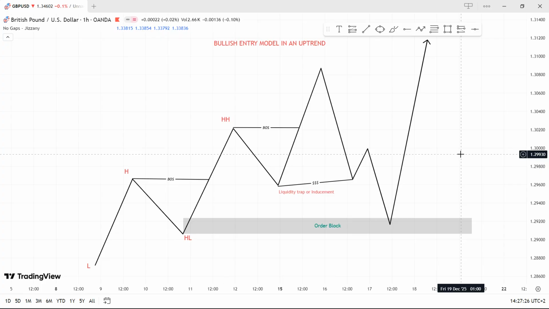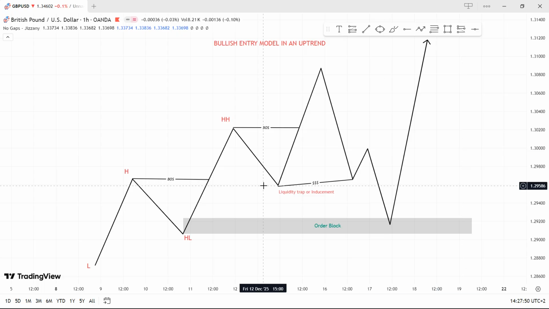So by the end of this video, you'll be able to analyze and take entries using a bullish entry model in smart money concept. To apply this model, you need to make sure that the pair that you're looking at is in an uptrend. And to determine that, you will have to see a series of higher highs and higher lows, which will be accompanied by break-off structures.